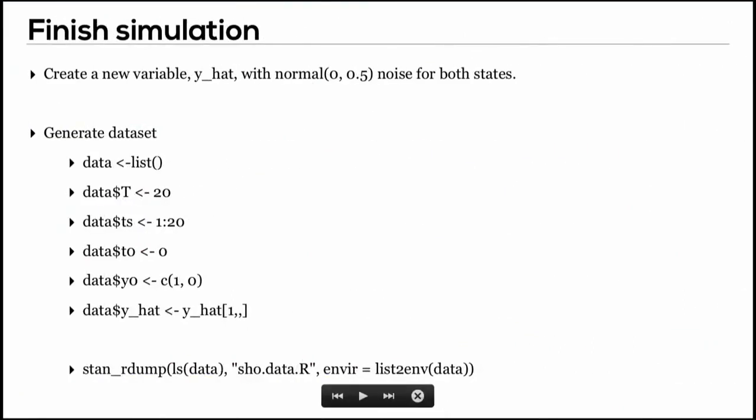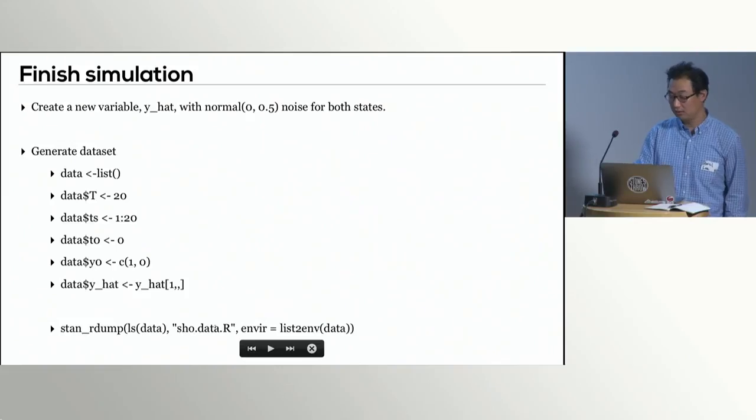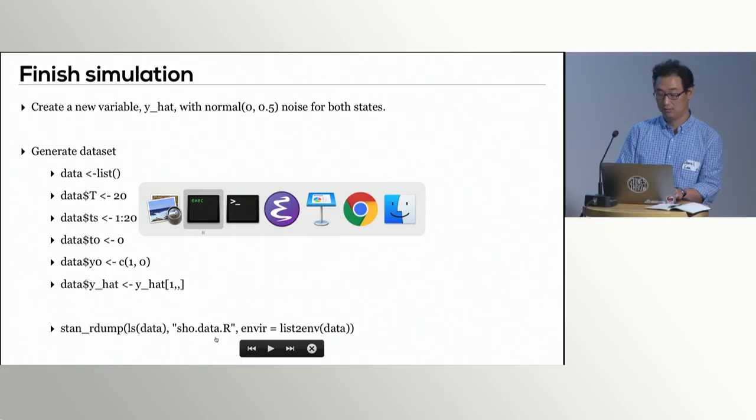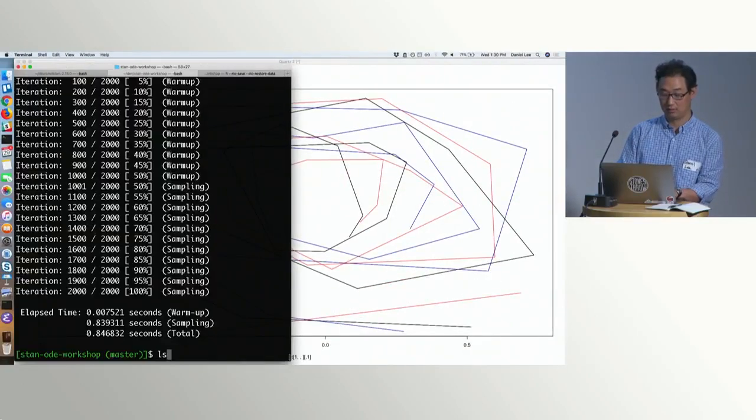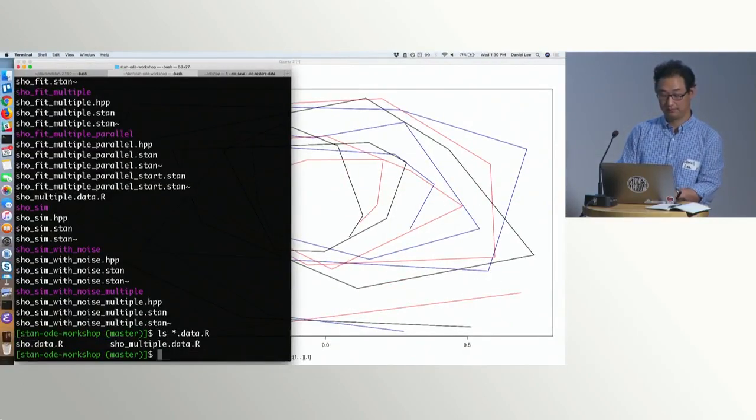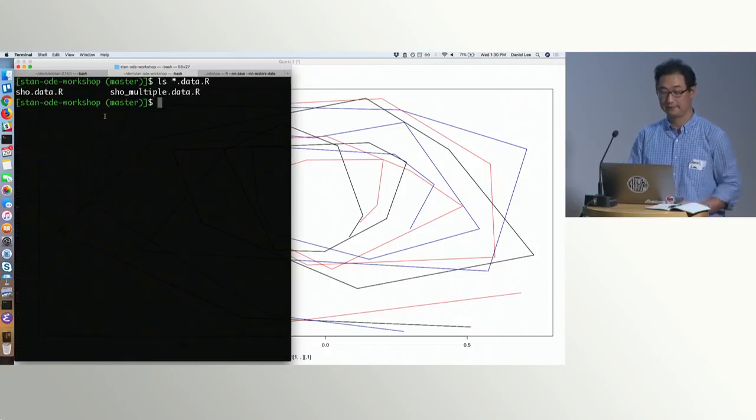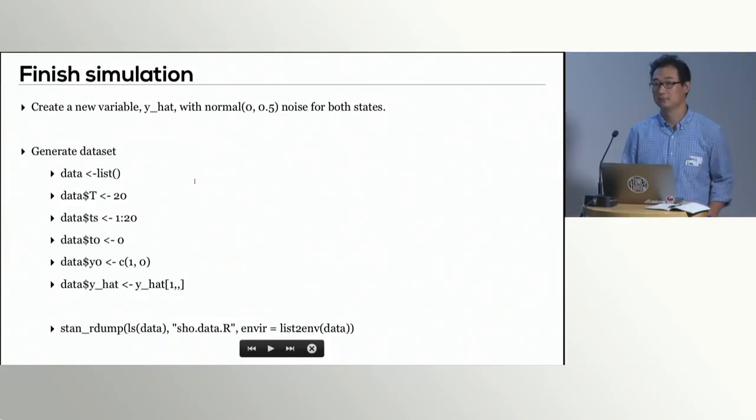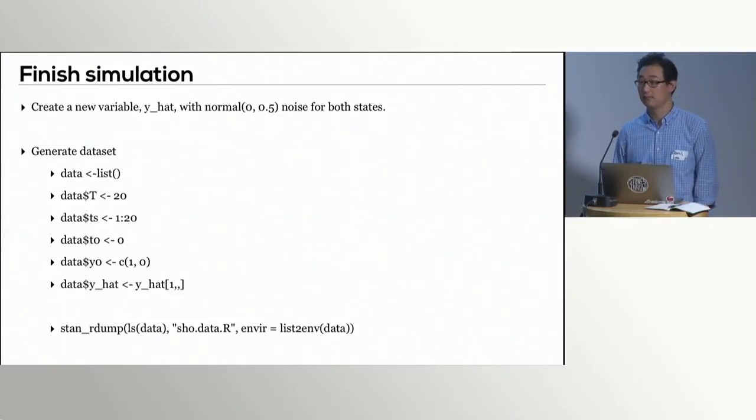If you want to skip ahead, I've already generated the data and it's in this file called show.data.R. So it's this file here. Everyone comfortable so far with the idea that you can solve for the states and we can simulate from this ODE? It's only going to get more complicated and faster.